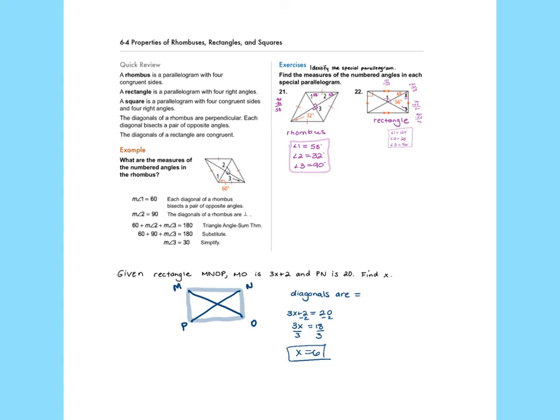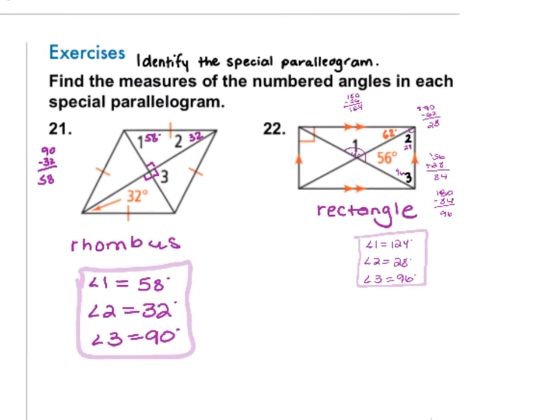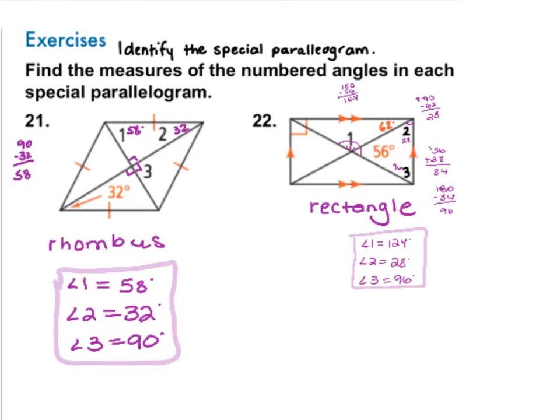All right, then came 6-4, which was the rhombuses, the rectangles, the squares. So it said first identify the parallelogram. If I have a parallelogram that has 4 congruent sides, this is a rhombus. And what's true about the angles in a rhombus? You know 2 things about what happens with them.